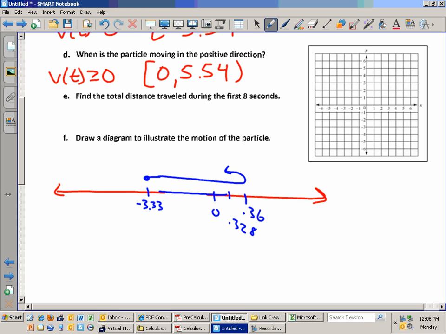But at 0, it started there. At 5.5 seconds, it got to 0.36. And then at 8 seconds, it came back to 0.328. So how would I figure out the total amount of distance? So that distance is 3.33. And it moves another 0.36.